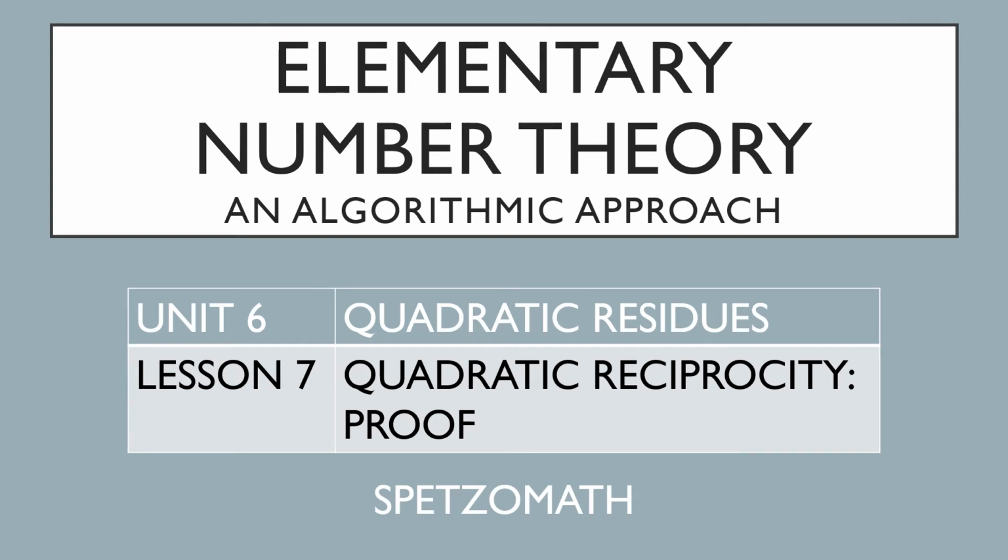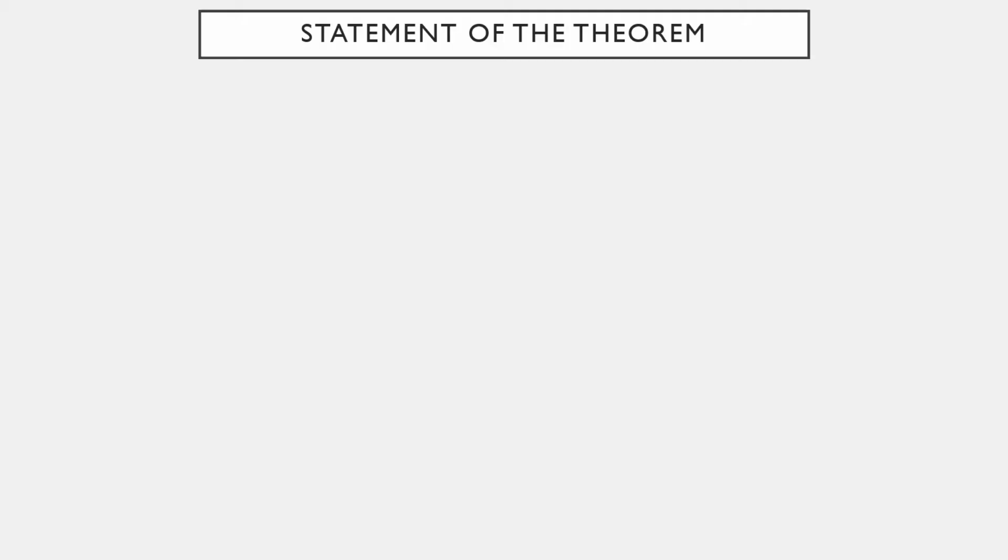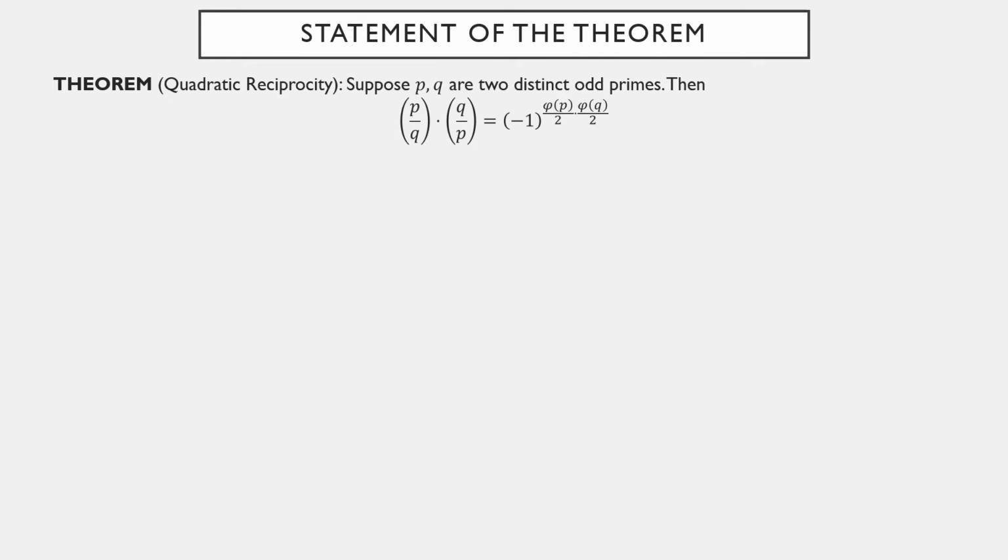As promised, we are now going to prove the law of quadratic reciprocity. Well, if we're going to prove it, we'd better state it. Suppose P and Q are both odd prime numbers and they're not equal to each other. Then the product of the two Legendre symbols, P over Q and Q over P, is -1 to this power, phi of P over 2 times phi of Q over 2.